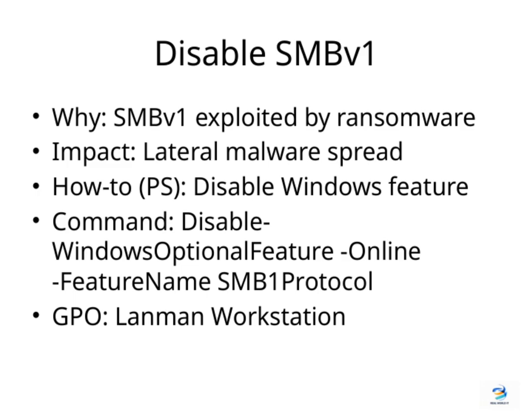Additionally, if you're managing a group policy environment, there's a setting under LanMan Workstation called Disable SMBv1. Activating this setting helps ensure SMBv1 is turned off across multiple devices, reducing the attack surface. Overall, disabling SMBv1 is a crucial part of protecting your network from lateral malware spread, especially in today's threat landscape.